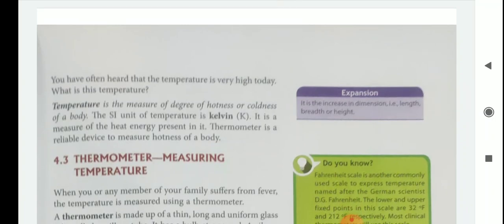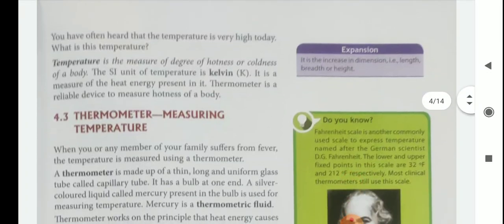Temperature is the measure of degree of hotness or coldness of a body. The SI unit of temperature is Kelvin. It is a measure of the heat energy present in it. A thermometer is a reliable device to measure hotness of a body. So children, remember the SI unit of temperature is Kelvin, and its symbol is K. So a thermometer is a temperature measuring device. Through a thermometer, we measure the temperature.